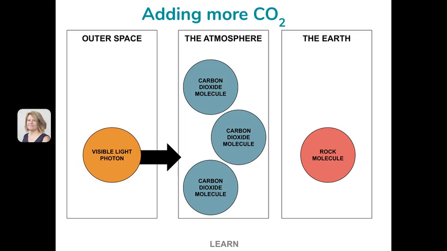So I want you to add a comment here and tell me, what do you think will happen if we add too much carbon dioxide into the atmosphere? We know that the visible light photons are able to pass through to get to the Earth's surface. But what about those infrared photons? What's going to happen to them if we add more carbon dioxide into the atmosphere?